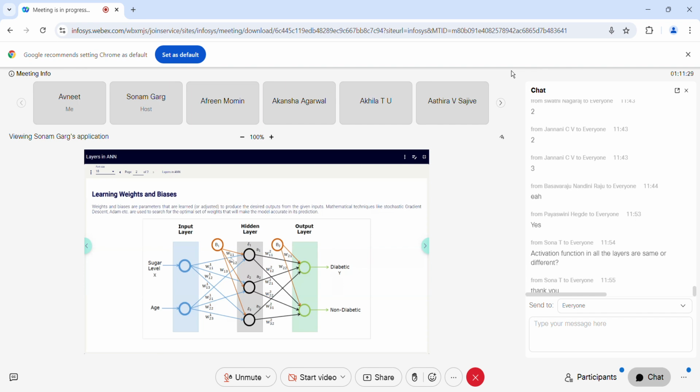Weights, we have seen what are weights. Weights and biases are parameters that are learned or adjusted iteratively to produce the desired results from the given inputs. Now, activation functions are of different types. When you get errors in the testing, if your error rate is above some threshold, then we use mathematical techniques like stochastic gradient descent to readjust these parameters and assign the optimal set of weights.